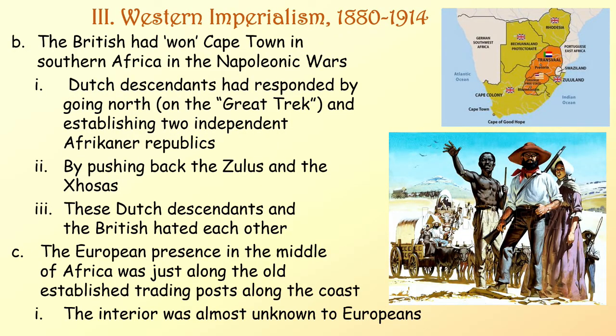The British had won Cape Town in southern Africa in the Napoleonic Wars. Dutch descendants responded to this by going north on the Great Trek and establishing 2 independent Afrikaner republics. And they did this by pushing back the Zulus and the Xhosas. And these Dutch descendants and the British hated each other. The European presence in the middle of Africa was just along the established trading posts along the coast. The interior was almost unknown to Europeans.